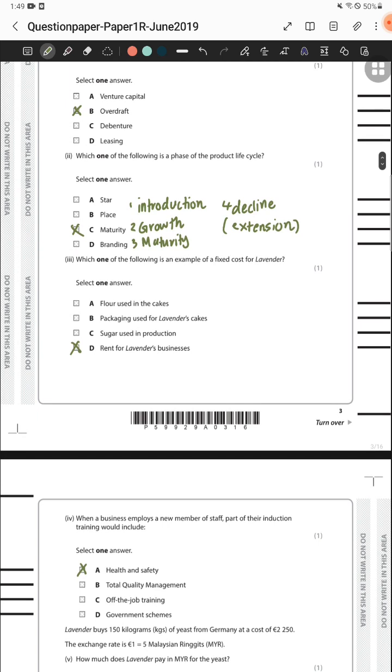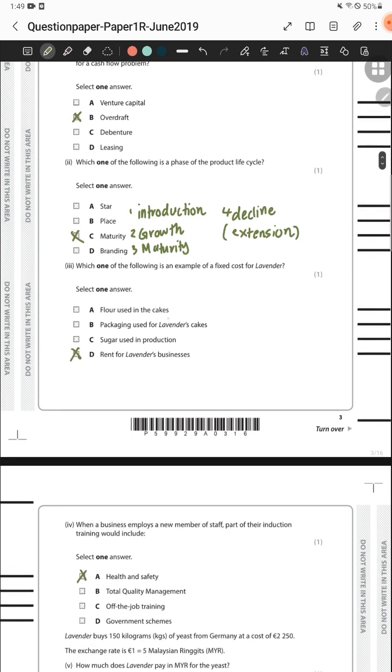Which one of the following is an example of a fixed cost for lavender? You have flour used in the cakes, packaging used for lavender cakes, sugar used in production, rent for lavender's business. Now, why is this the answer? Because the rent is usually fixed. Lavender has to pay for it every month, and it's usually fixed.